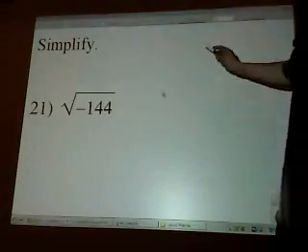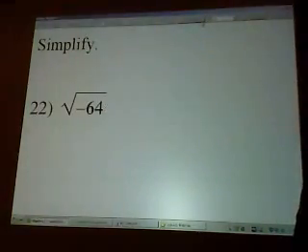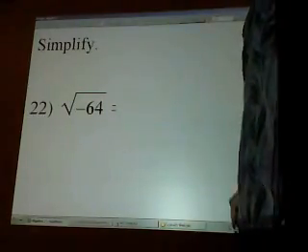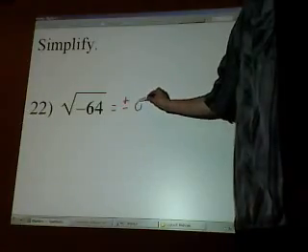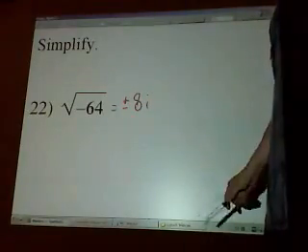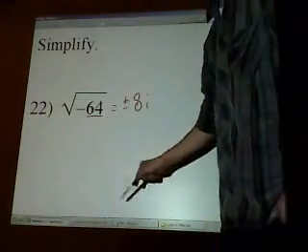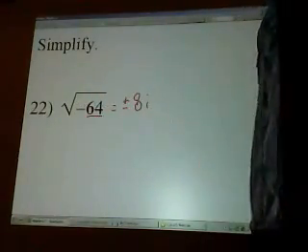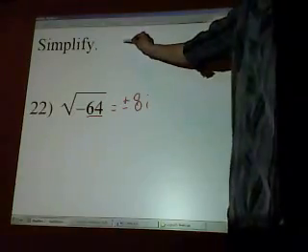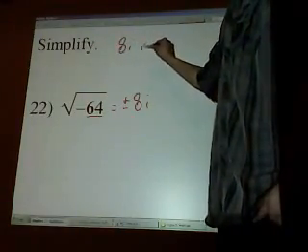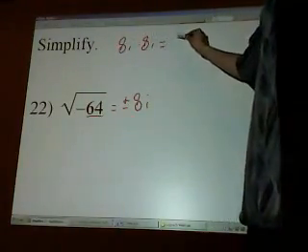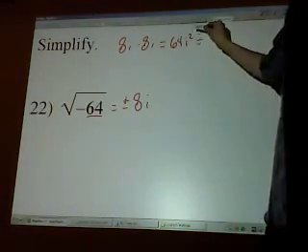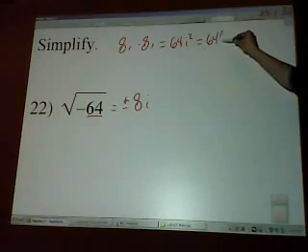So let's see how this works on our next one, and we'll try it out to make sure we got it right. By the pattern that I just showed you, the square root of negative 64 is plus or minus 8i. Like we said, you just take the square root and put it there. Since it's negative, you have to have an i, and just don't forget the plus or minus. Let's work this out and make sure it works. 8i times 8i equals 8 times 8, that's 64, times i squared. i squared is negative 1.